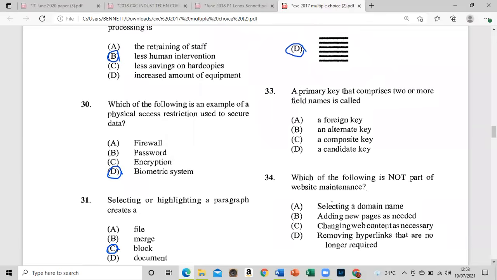A primary key that comprises two or more field names is called: is it A, a foreign key? B, an alternate key? C, a composite key? Or D, a candidate key? Just like in maths, where a composite function combines two or more functions, this is the same thing. So the answer is composite.